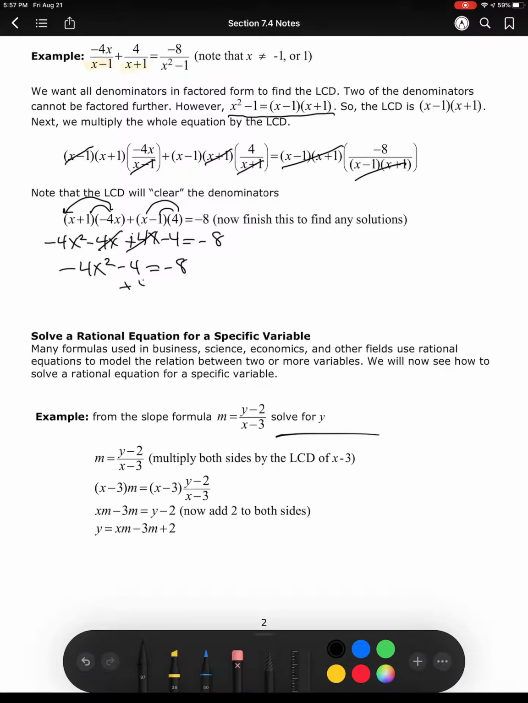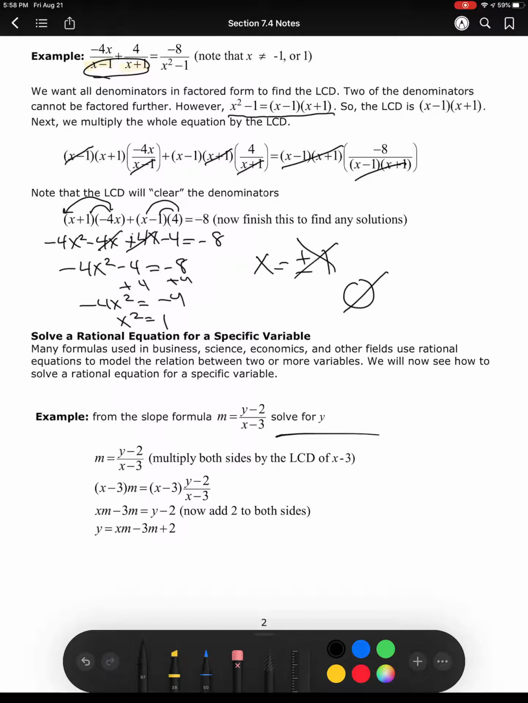And there's different ways you can do this. Guess I'll just add 4 to both sides. So I get negative 4x squared equals negative 4. Divide both sides by negative 4, so x squared equals 1. That would give you the solutions plus and minus 1. However, you can't put plus or minus 1 into this equation because it makes the denominator 0. So this has no solution. And that happens quite often with rational equations.